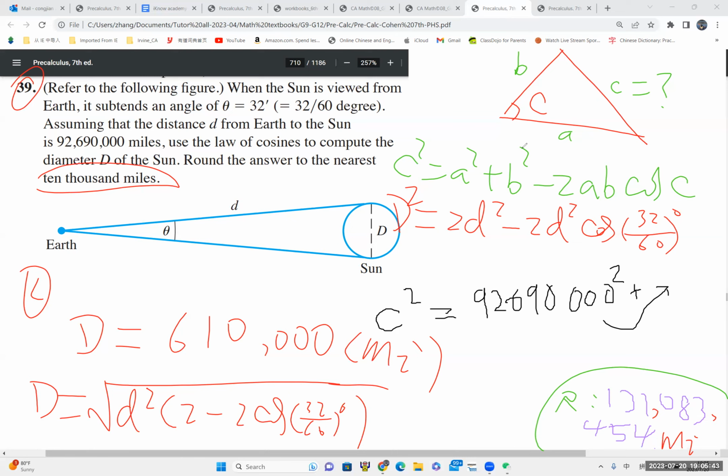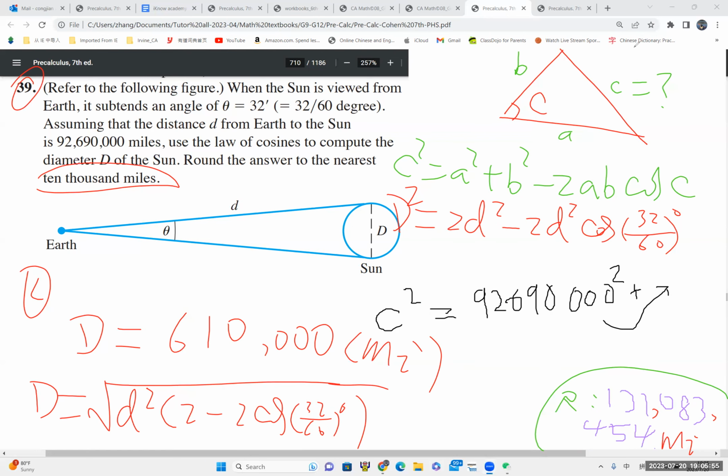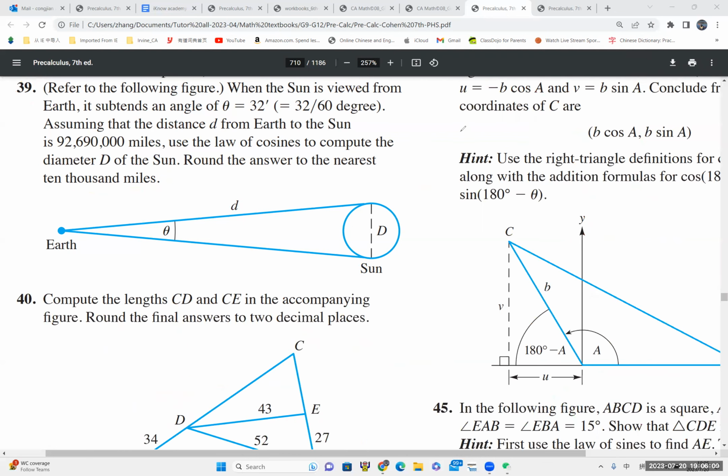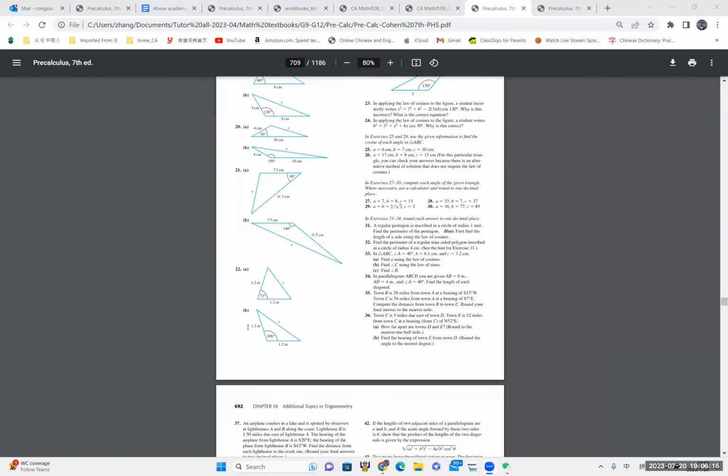Okay, we'll stop here for this problem. Oh, by the way, if you want, you can take a screenshot. Are you done? I'm done. Okay. Then maybe we'll find one more problem.